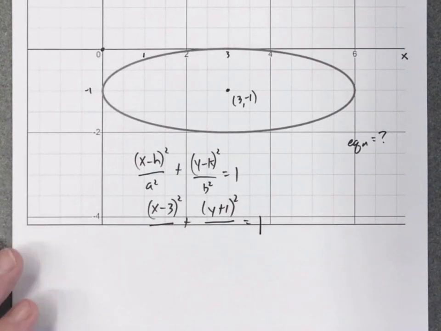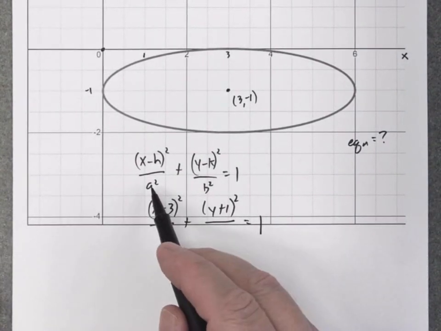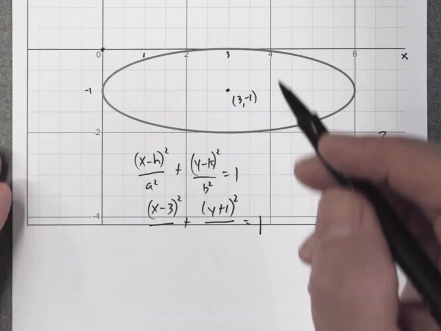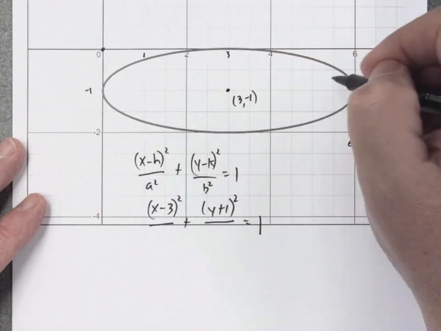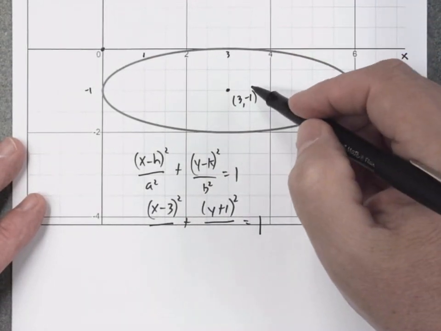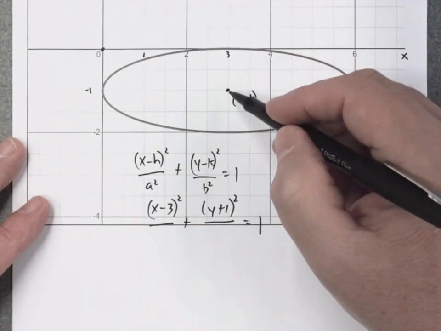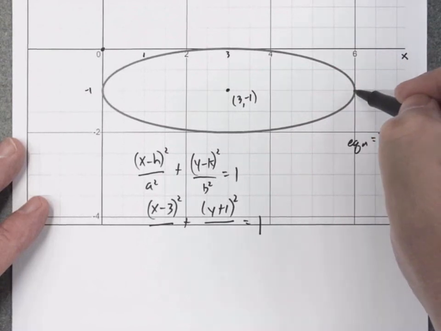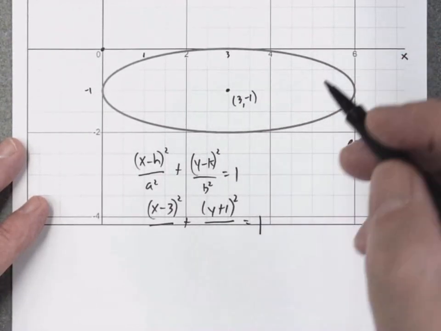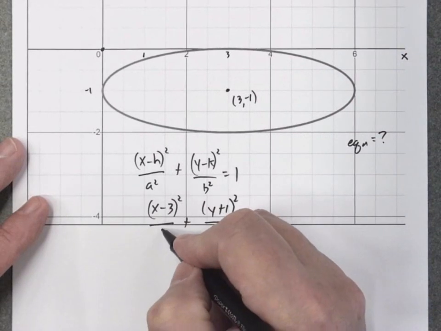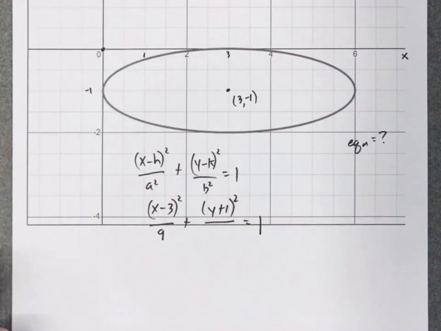So I can now plug those into my standard equation. Now I need to know what a is, and then I can plug in a squared. Well, a is the distance from the center to the major vertex. So you can look along here, 1, 2, 3. Went from 3 to 6, right? So a is 3. If you square 3, you get 9.